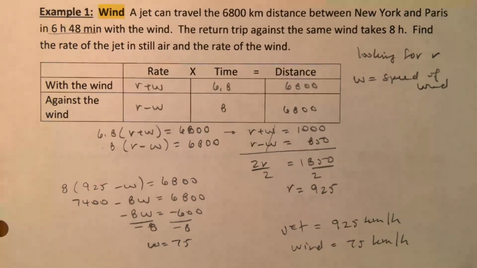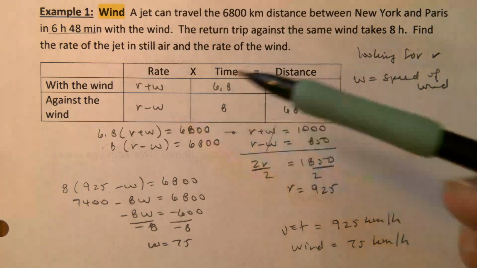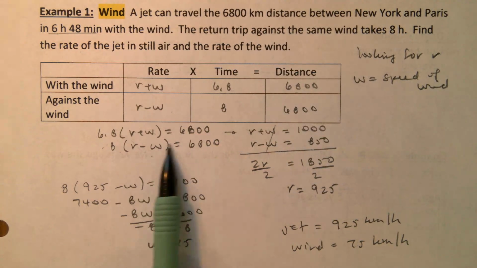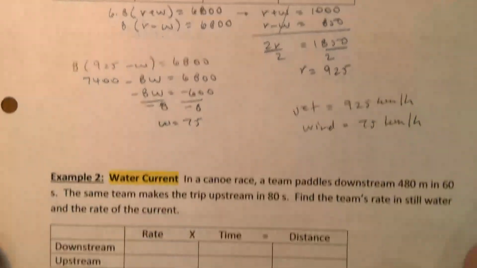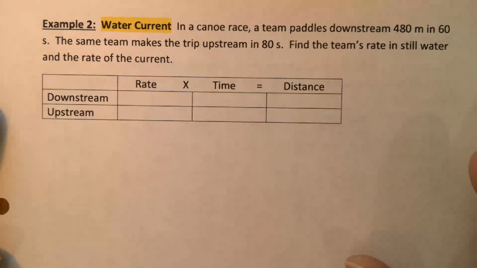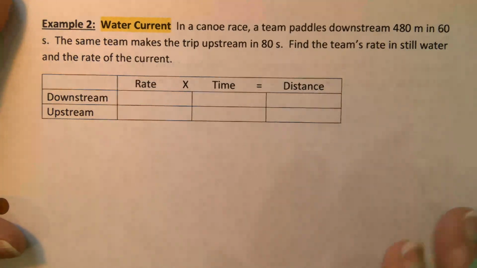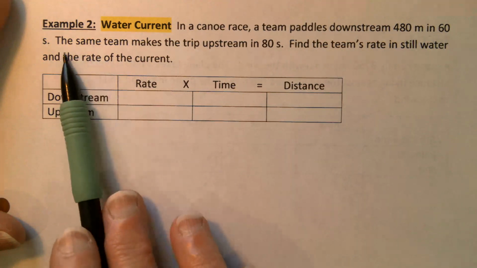Okay, but the trick is you end up with equations like this. One of them is adding, one of them is subtracting. You divide both sides by this number and you have an easy elimination. Okay, it works the exact same way with water current. You're either going upstream, which means you're fighting against the current, or you're going downstream and it's just carrying you along. Okay, so in a canoe race, a team paddles downstream 480 meters in 60 seconds.